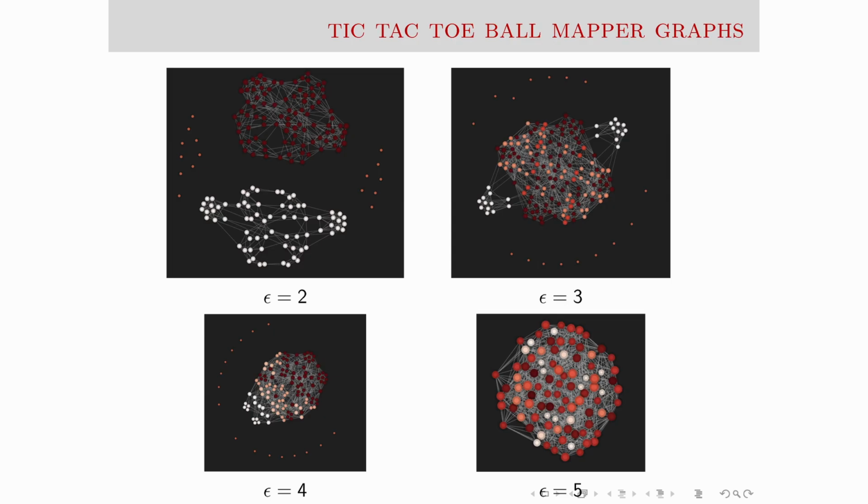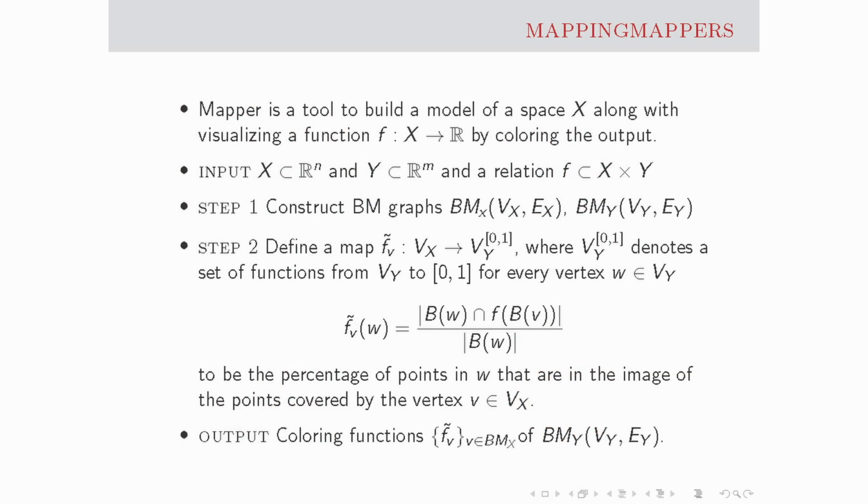Okay, back to knots. Gunnar actually talked about it, and I think called it double mapper in the case of the mapper algorithm. We call it mapping mappers, and the idea is that you can visualize or compare relations between two really high dimensional point clouds by comparing their ball mappers. So how are we going to achieve that?